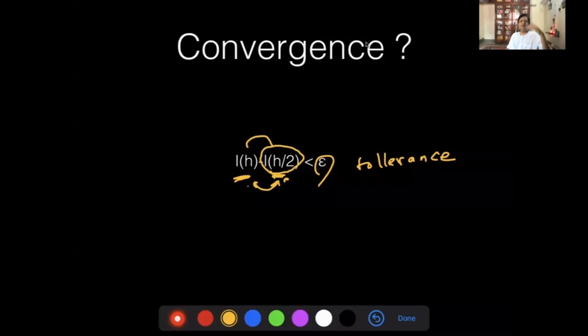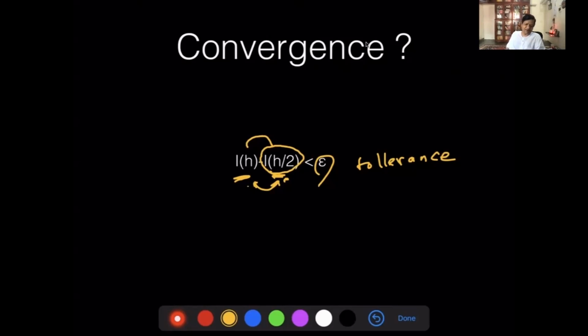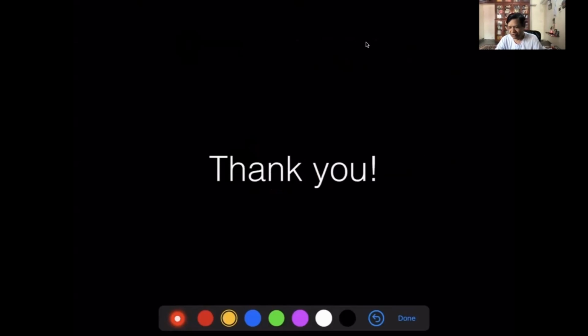So we can do this integral for a given h, then h by 2, then h by 4, and keep going down. At some point, you say, my difference in the error is falling within the tolerance, and I stop. That's the trick used when you really don't know what the function is. Okay, so this is the end for Newton-Cotes.